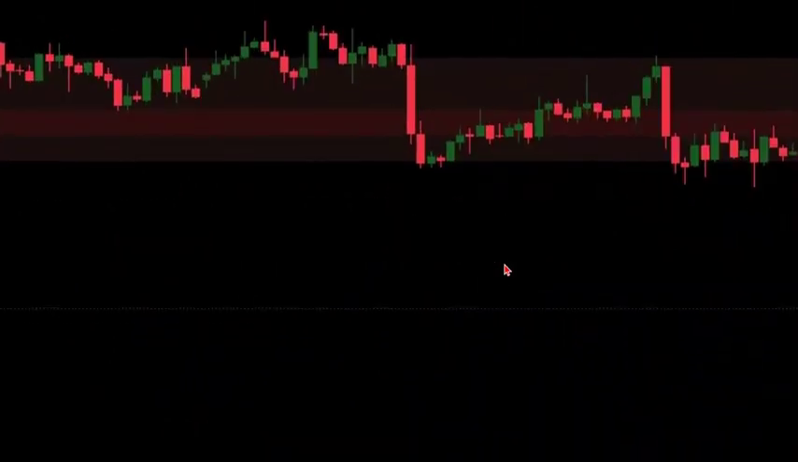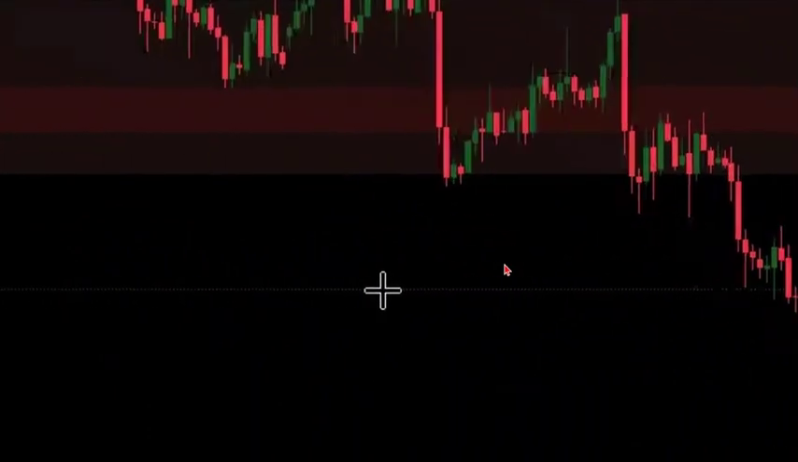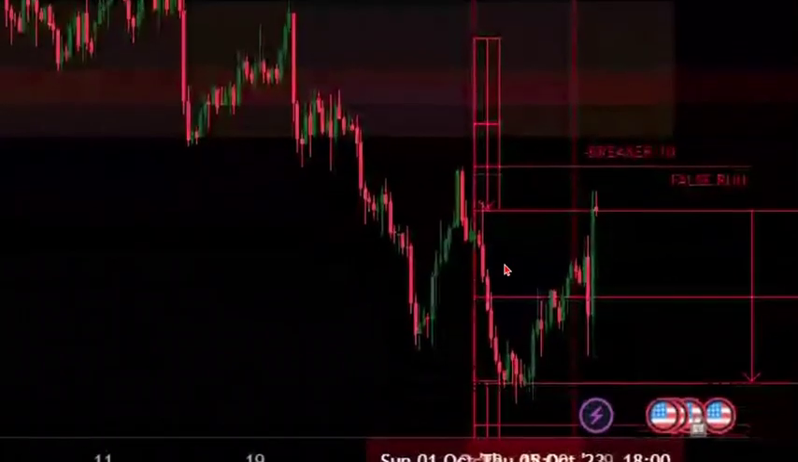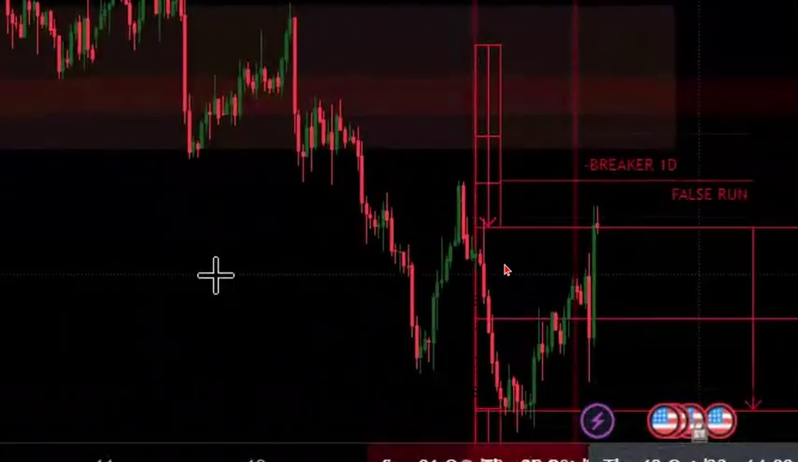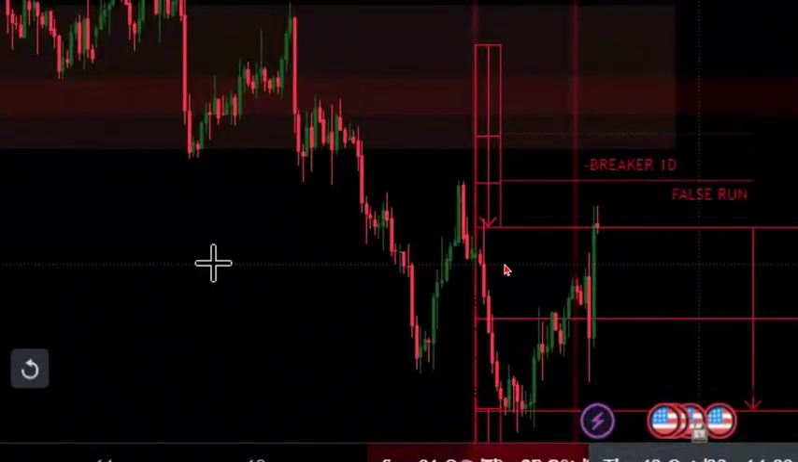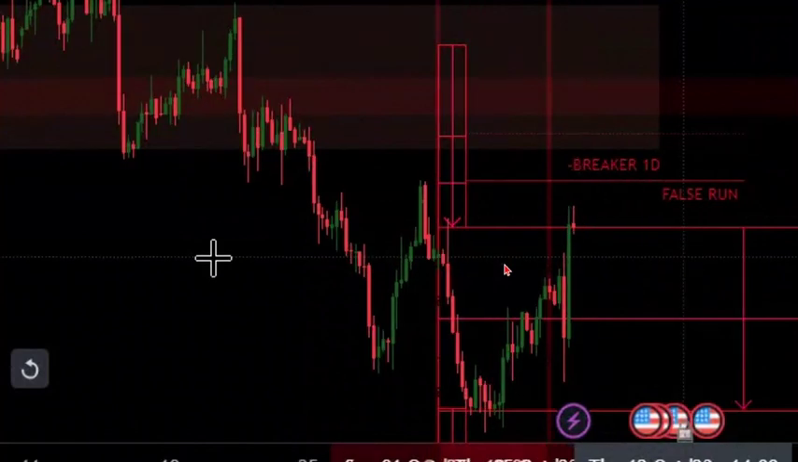You have to drag it, you have to make it look like pencils. It's way too fat. Okay, it's not that clean. The last down close candle right there, we got two mitigation blocks.